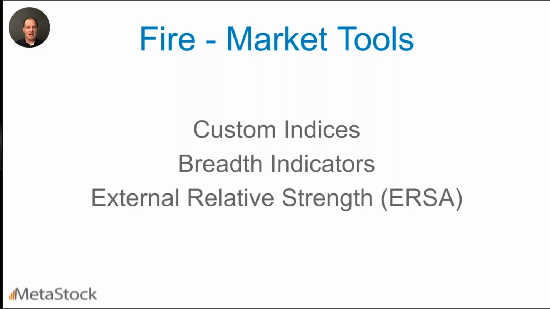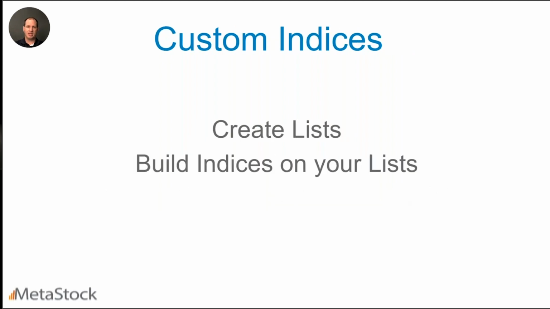Breadth indicators allow us to do things like the McClellan Oscillator, the absolute breadth, the overbought, oversold, those types of things. And then external relative strength allows us to look at a weighting of stocks to see how a particular stock is weighted within a group. So we'll get into all that and how it works, but let's start with custom indices and building your own. This allows us to do groupings of stocks that we choose.